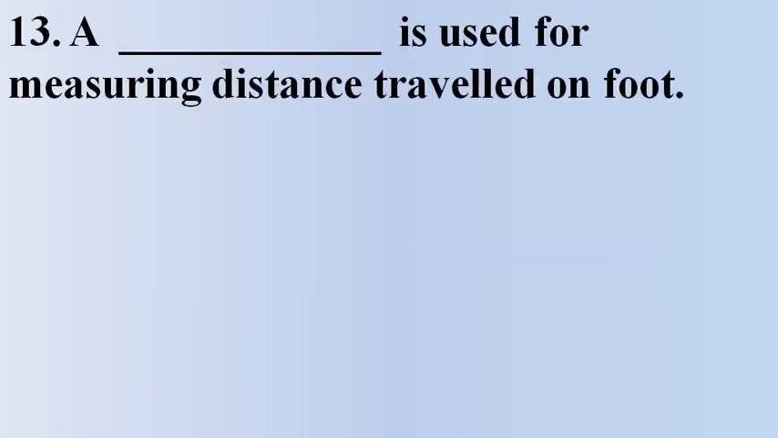Now let's move for the next blank. Number 13. A blank is used for measuring distance traveled on foot. Answer is pedometer. 13th answer is pedometer. A pedometer is used for measuring distance traveled on foot.